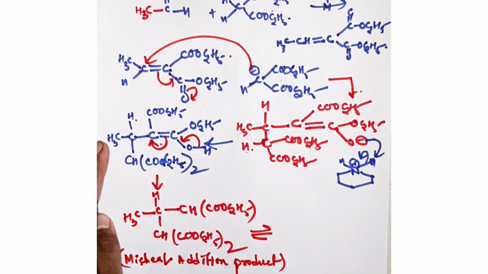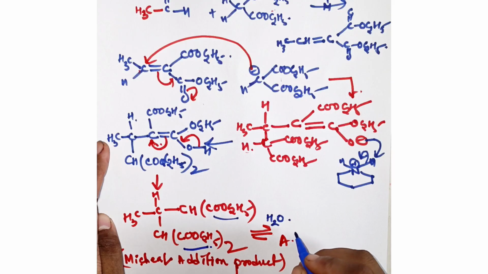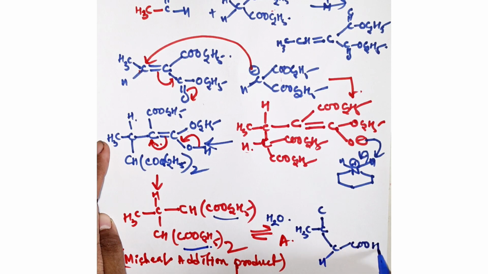Okay. So if this is A, and this Michael product undergoes hydrolysis, then it will form these two groups. It will form C double bond OH; it will convert this ester into acid groups. So what will it be? It will be like this. Here this H, here it will be COOH.